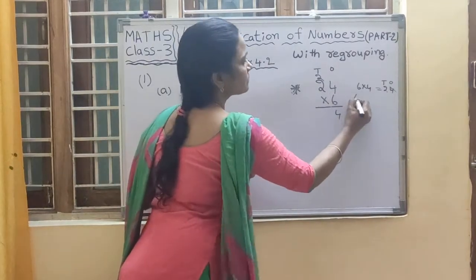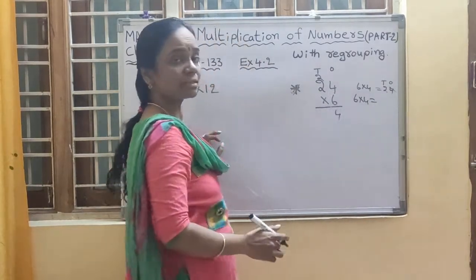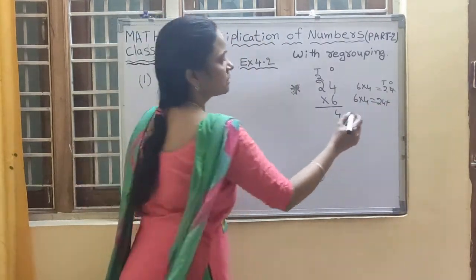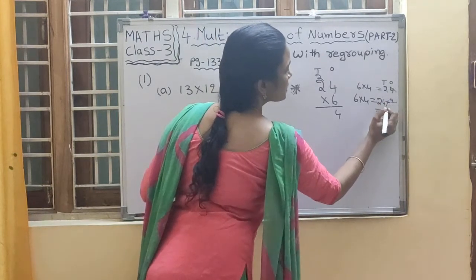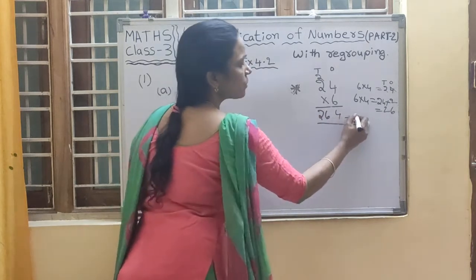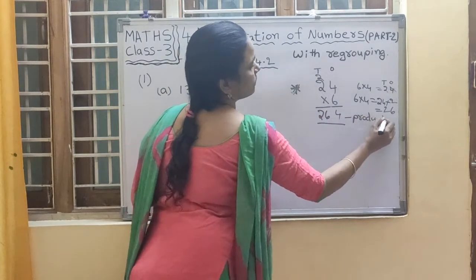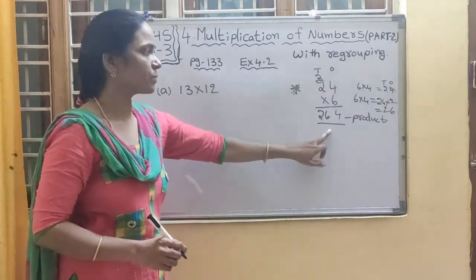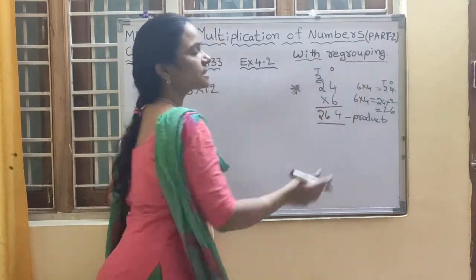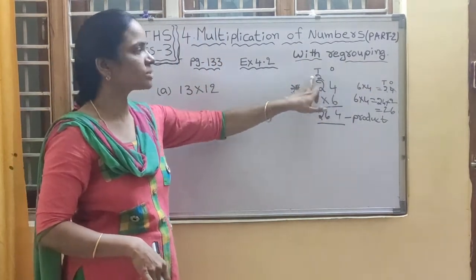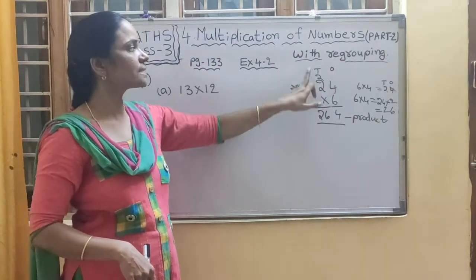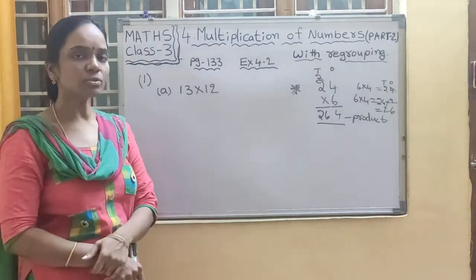Now 6 fours are 24. But what is the carry? Very good, 2. So 24 plus 2 is 26. 264 is the product. The answer in multiplication is called the product, 264. So here we have some carryovers. So this is multiplication with regrouping. I am regrouping ones to the tens place, and I am regrouping the tens place here. Have you understood, children? Yes.